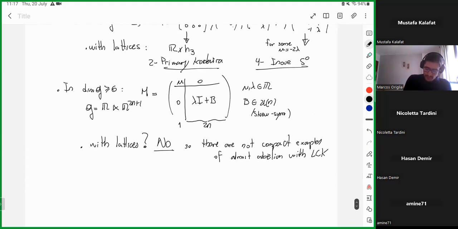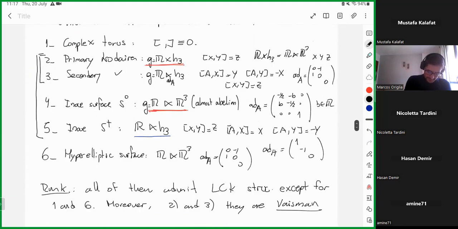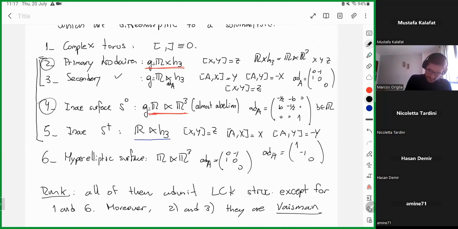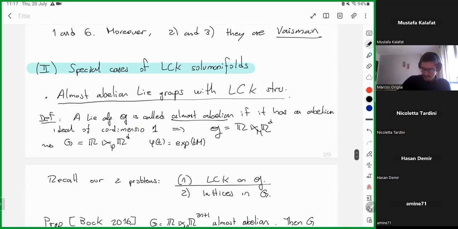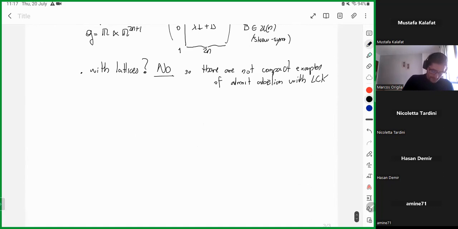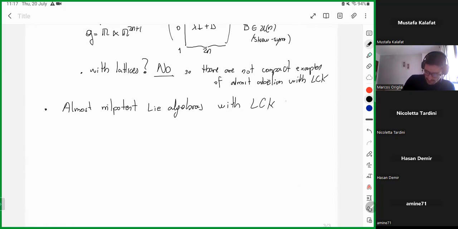So we already have 2 and 4 from our original list. So 2 and 4 and done. And the other two, on 3 and 5, are extensions of nilpotent Lie algebra. So you see Heisenberg, semidirect product, and here again, Heisenberg, semidirect product. So we study this, we talk about this in general. So the second part of this is about almost nilpotent Lie algebras with LCK structures.